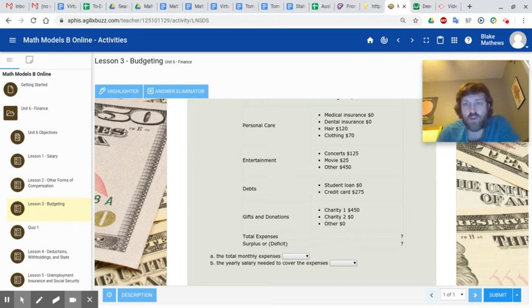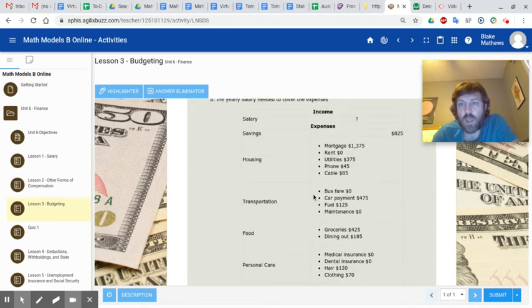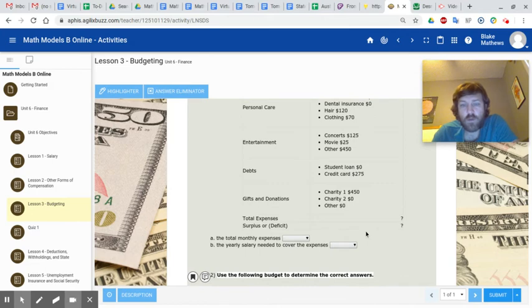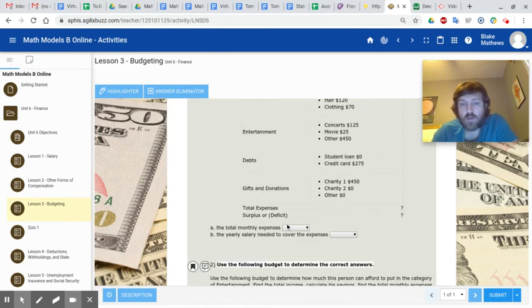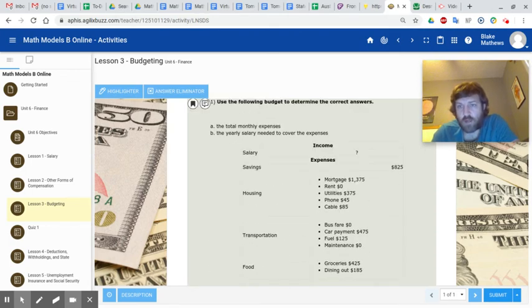So the first thing you do is very basic. You're just going to literally add up all of these values in the table, including the savings. 825, 1,375, add up all this stuff, add it all up. And then when you're done, that's the answer that goes here. I'm not gonna do this whole problem for you.